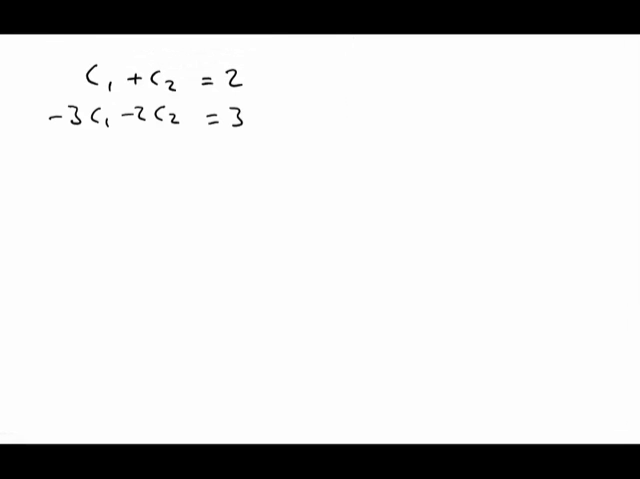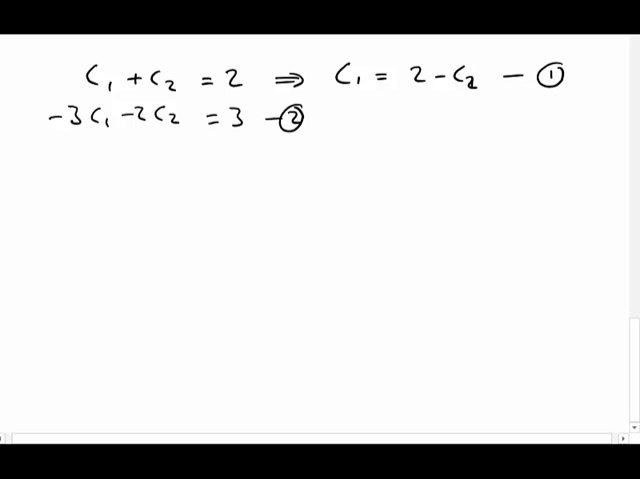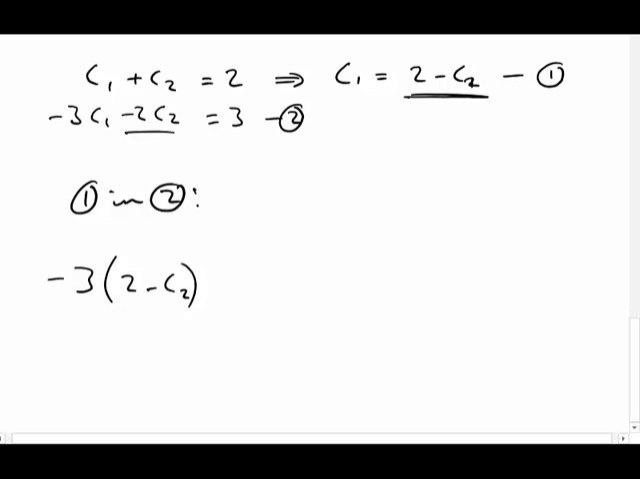So let's try and solve that. Now what I'm going to do is rearrange the first equation to become c1 is equal to 2 minus c2. I'm going to call that equation 1 and this one equation 2. Now I'm going to replace equation 1 in equation 2, so I just have an equation involving c2. So minus 3 times c1, well what's c1? It's 2 minus c2. Minus 2 c2, and that's equal to 3.